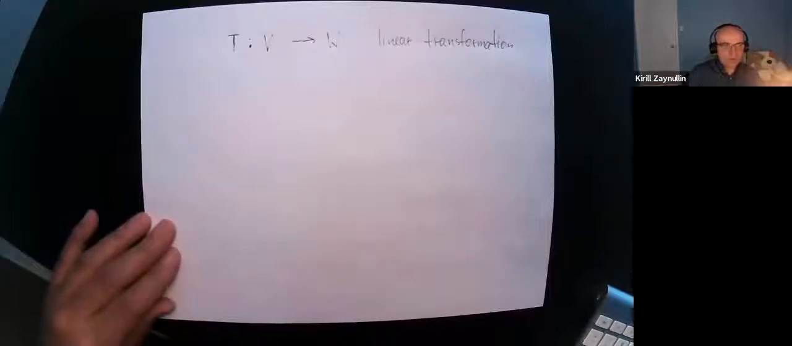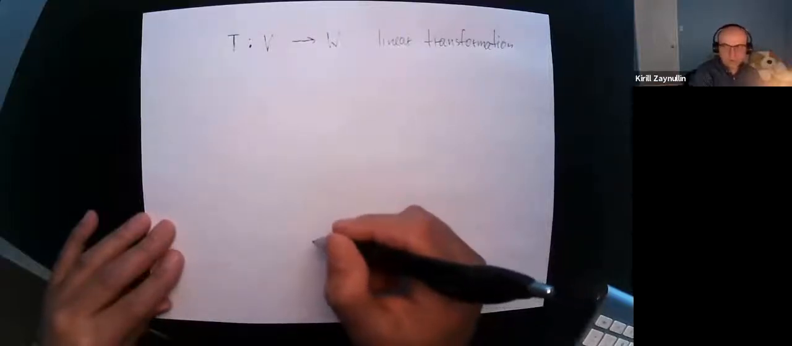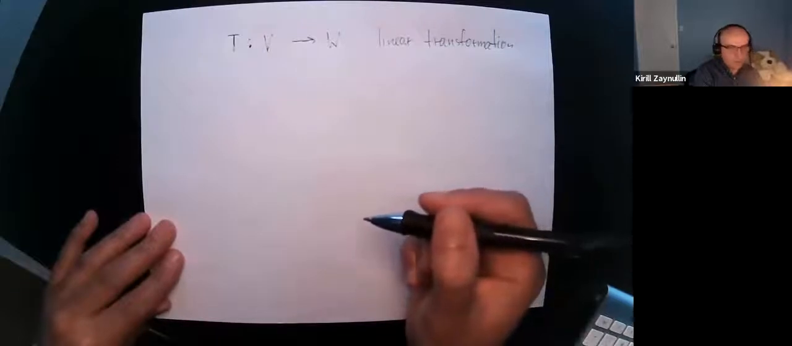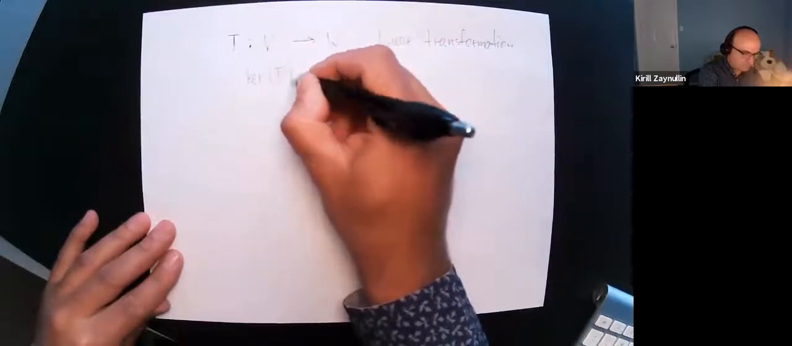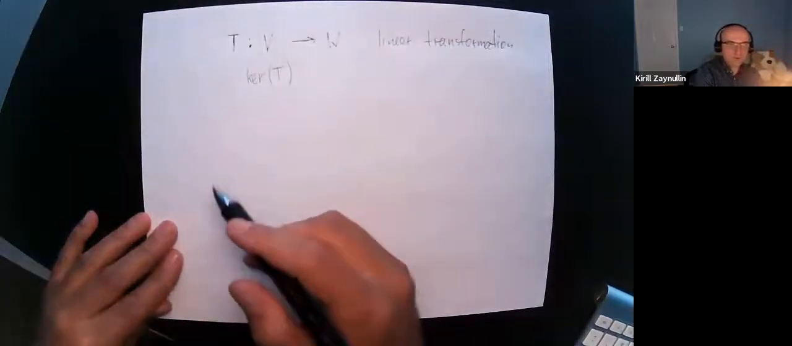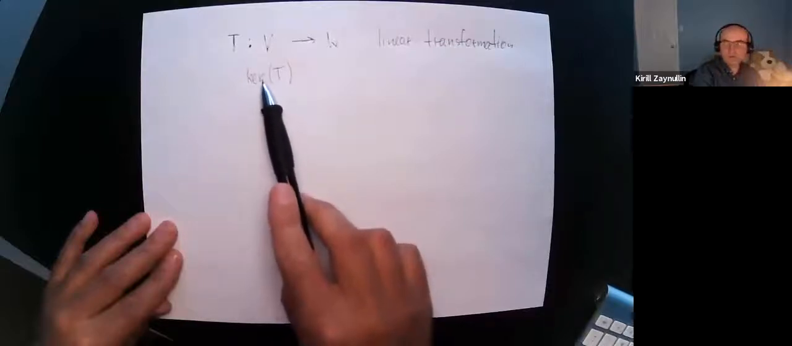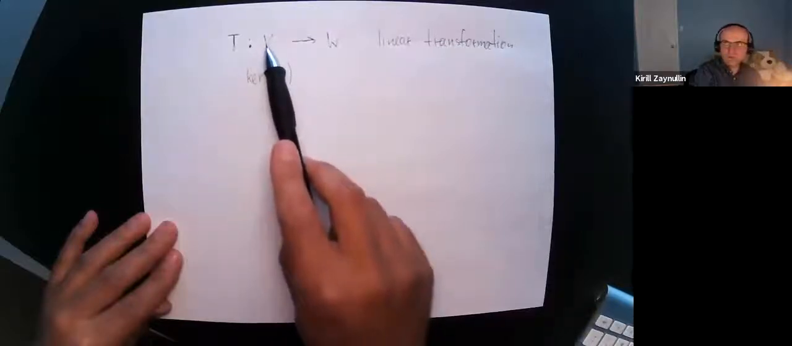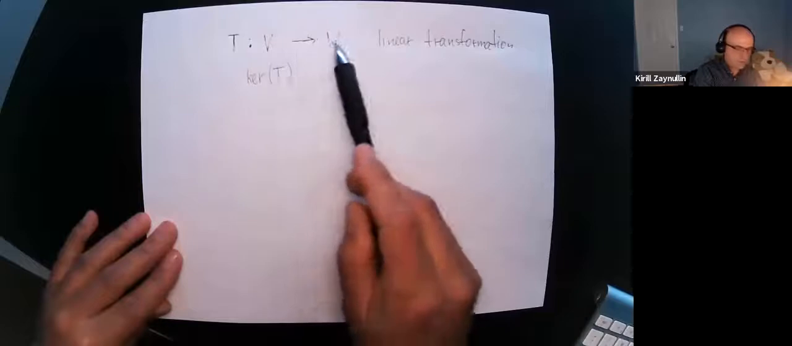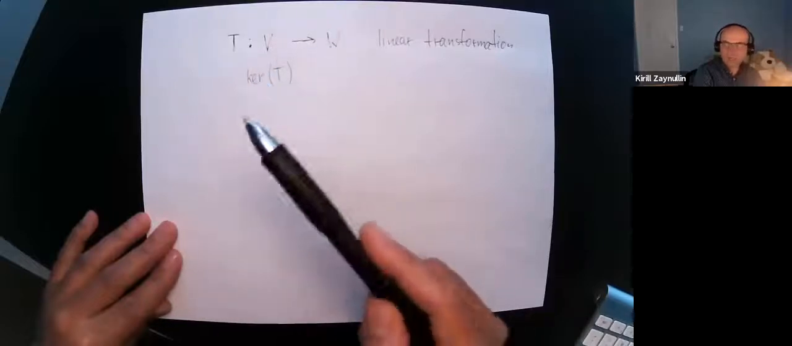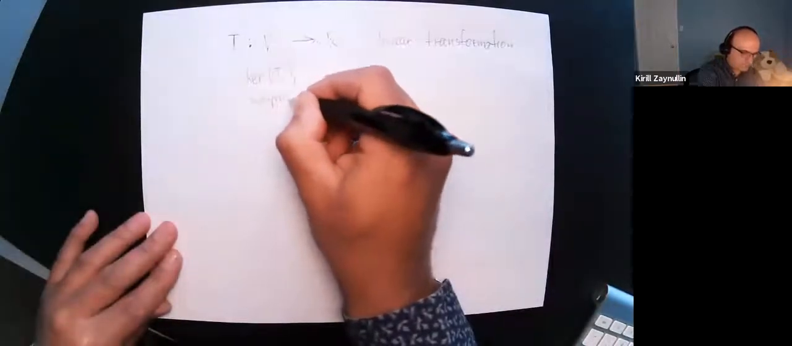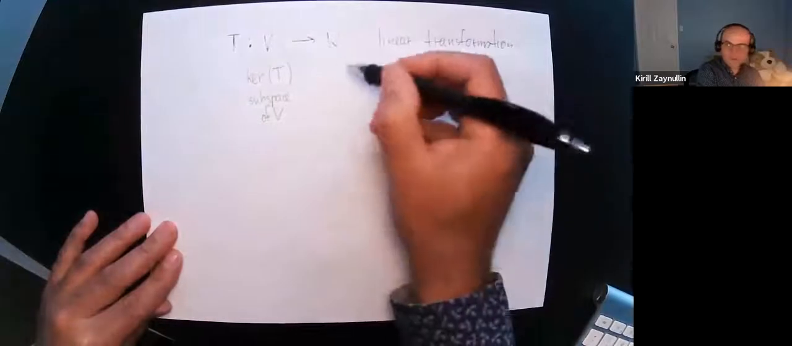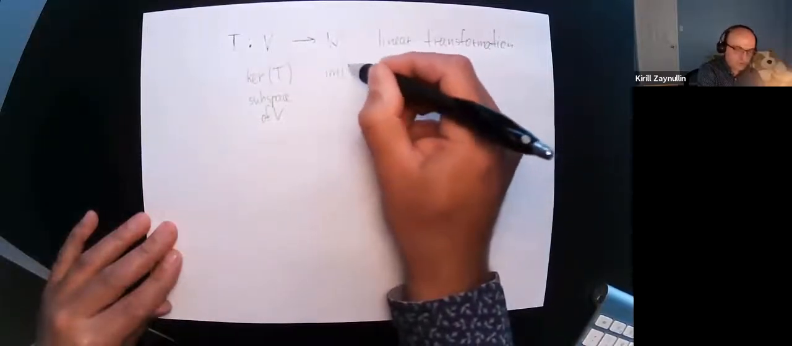What do we have? On the one hand, we have the so-called kernel of this linear transformation. Let me remind you that this one consists of all vectors from V so that T maps those vectors to 0, okay? Another way to say this: the kernel is the preimage of 0. So it's one subspace of V.